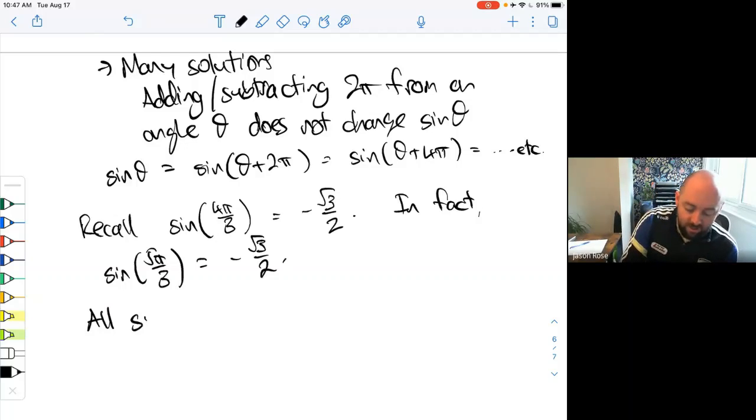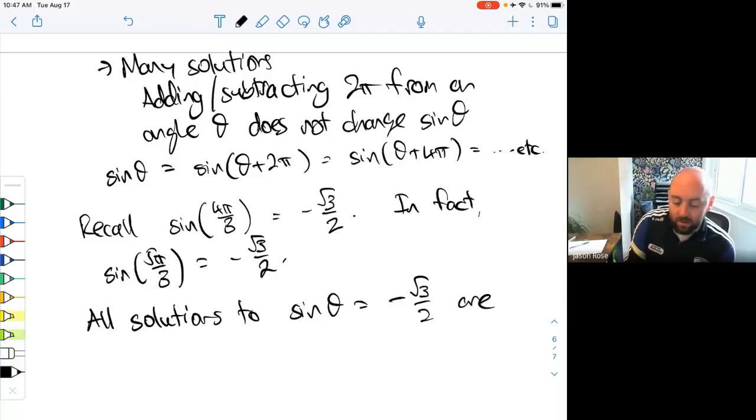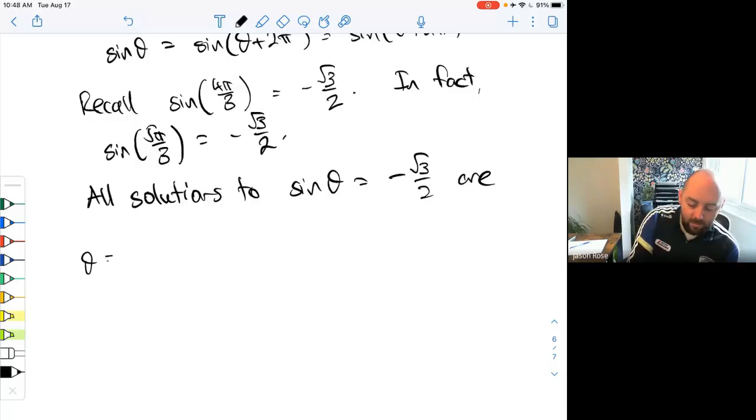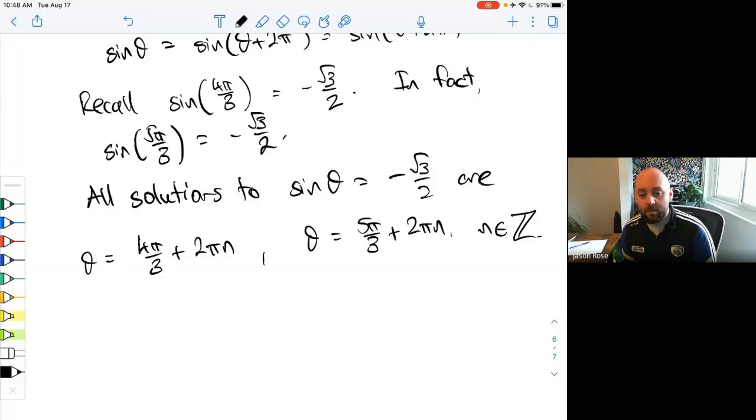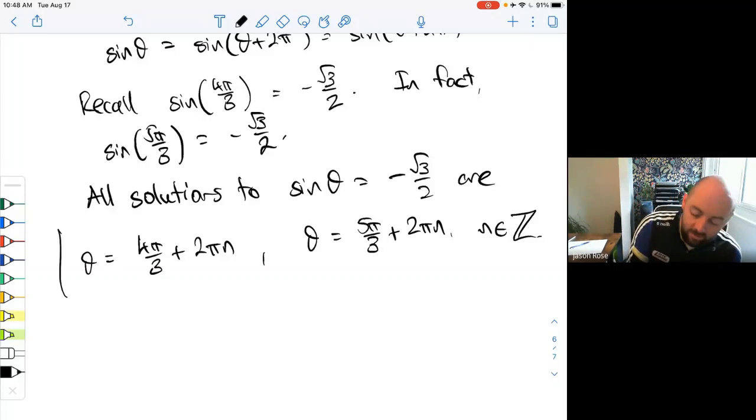So the answer to this question would be that all solutions to sine theta equals minus root 3 over 2 are theta equals 4 pi over 3 plus 2 pi times n, and theta equals 5 pi over 3 plus 2 pi times n, where n is an integer. Okay, this would be how you would write your answer.